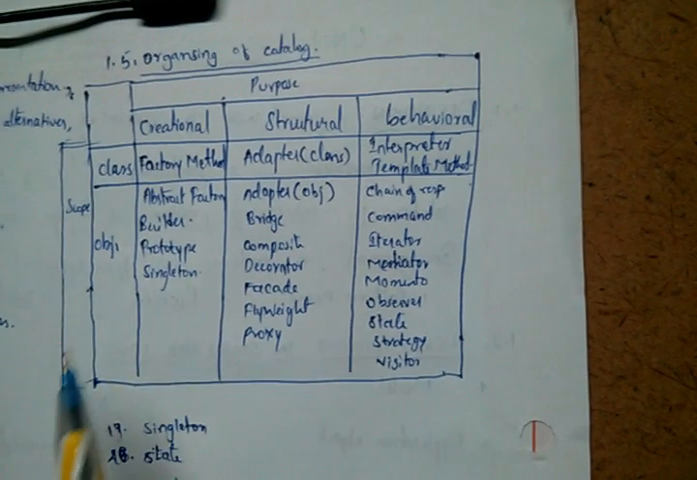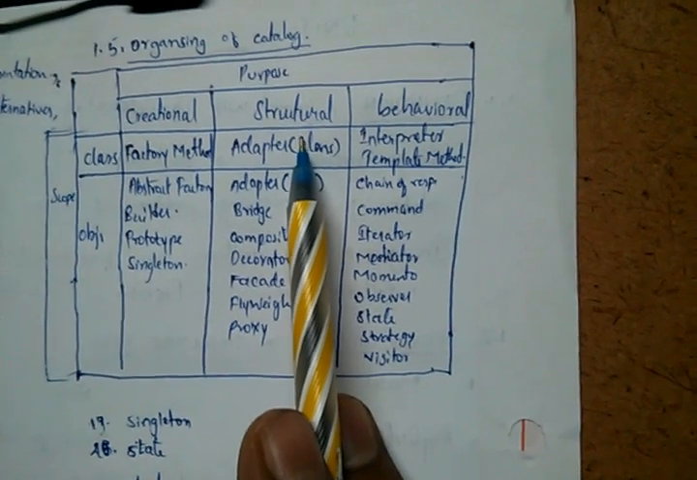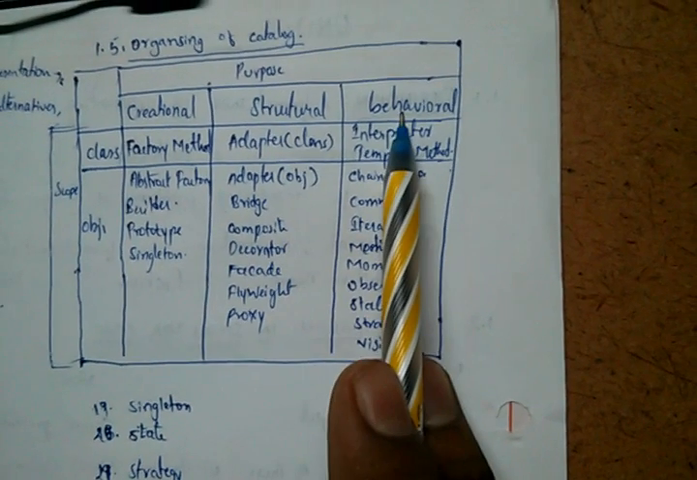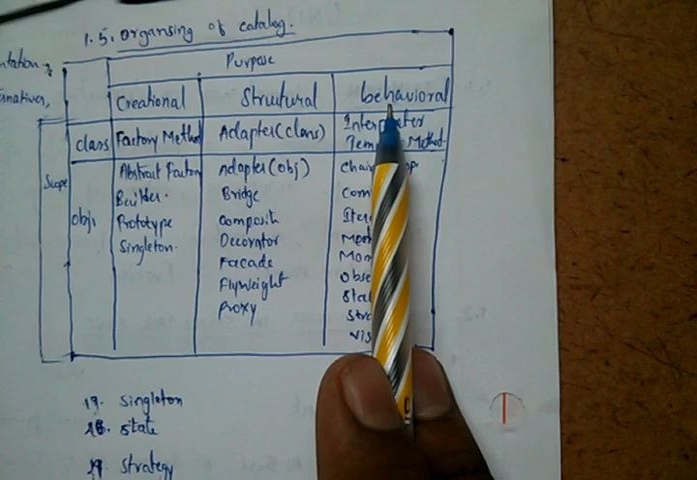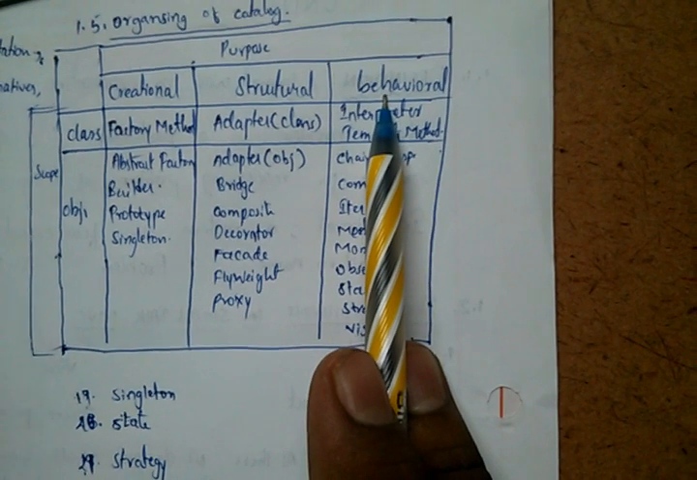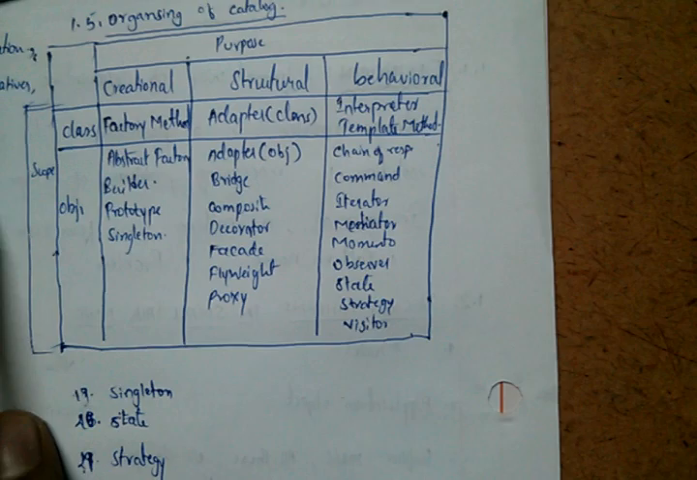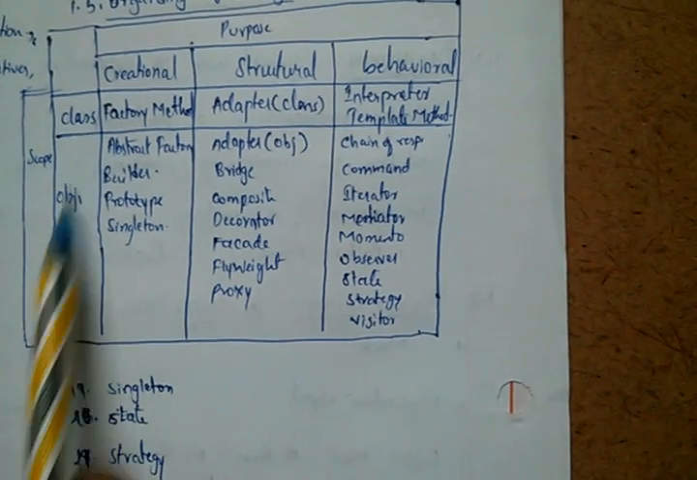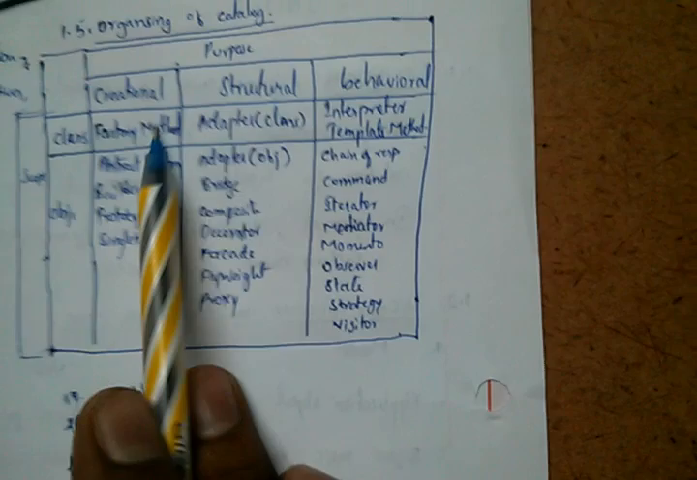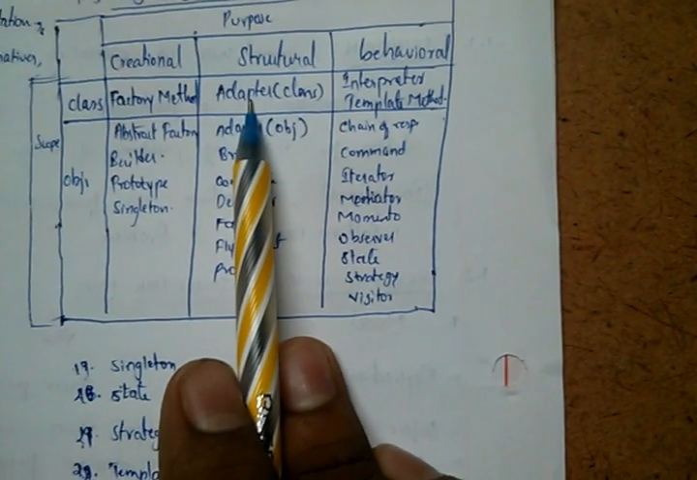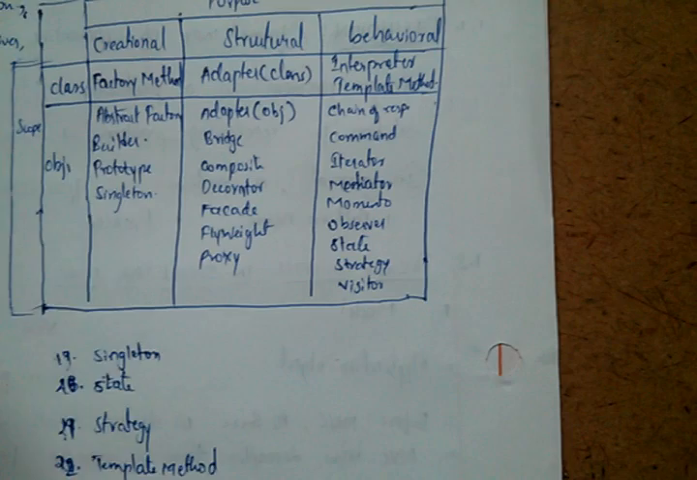Creational deals with the creation of objects and classes. Structural deals with the structure of classes and objects, and behavioral deals with the collaboration of objects with the classes and their relationships among them. And the scope can be either class or object. Class in creational, it's factory method; in structural, it's adapter class; and in behavioral, it's interpreter and template method.